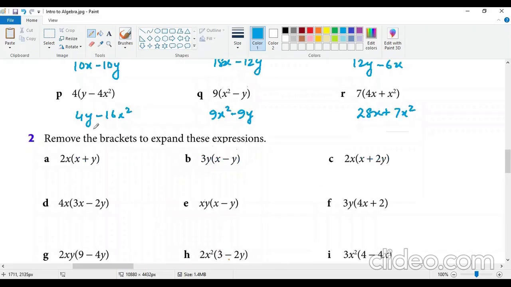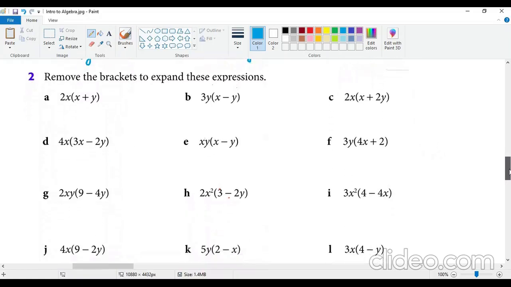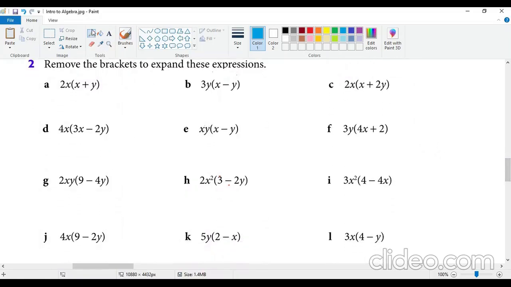Second part of it: in the previous question, if you see, they were all whole numbers before the bracket. Now you have expressions. So you will deal exactly the same way. You will write 2x square, as when numbers are multiplied, powers are added, and bracket means multiplication. So you will write 2xy as an answer.